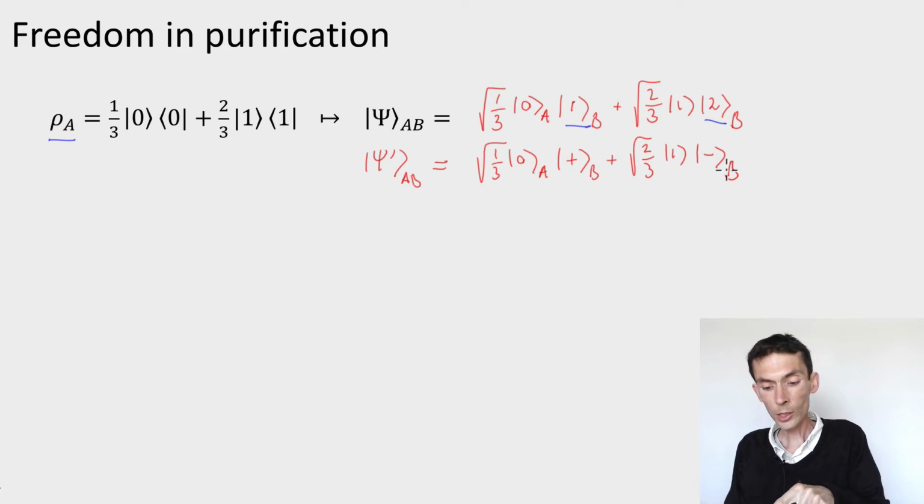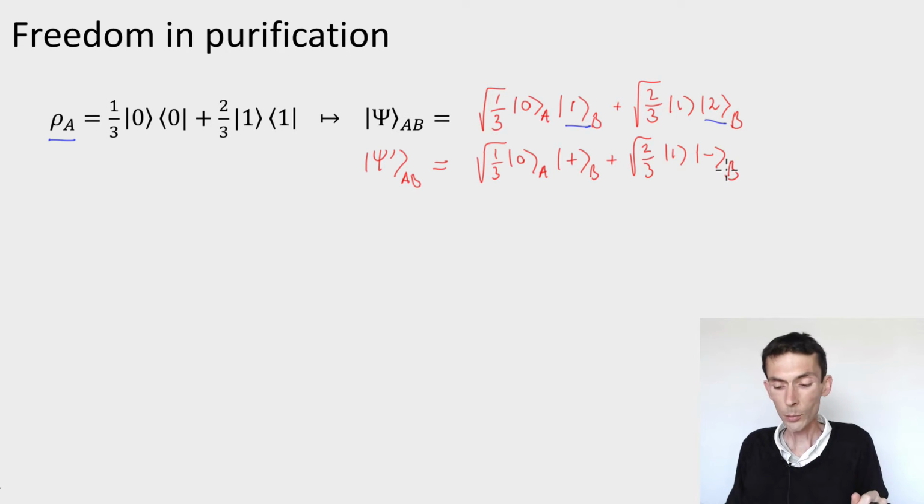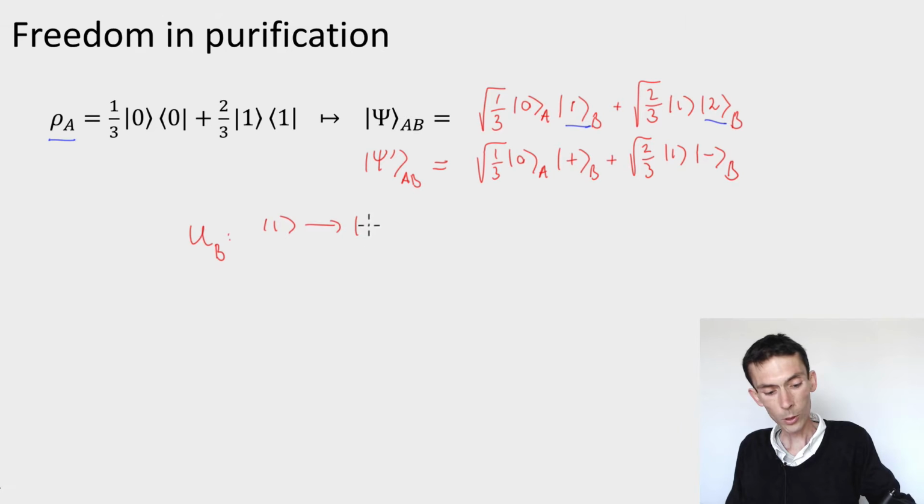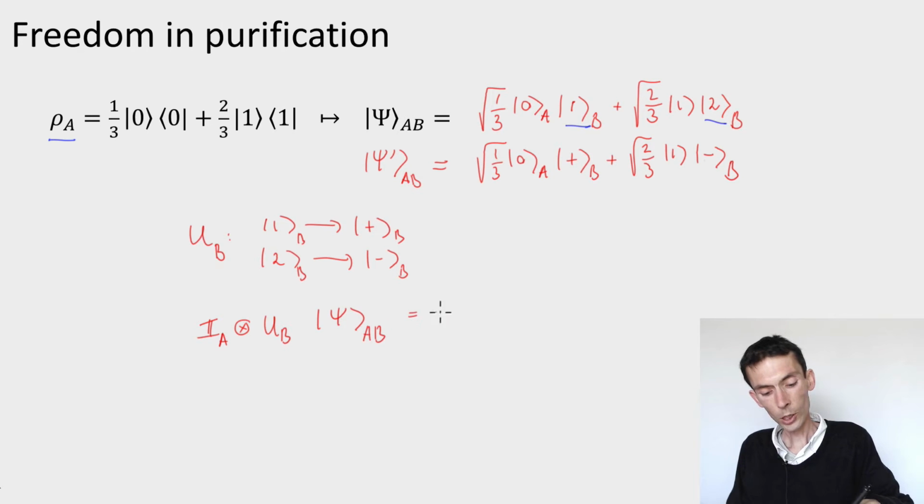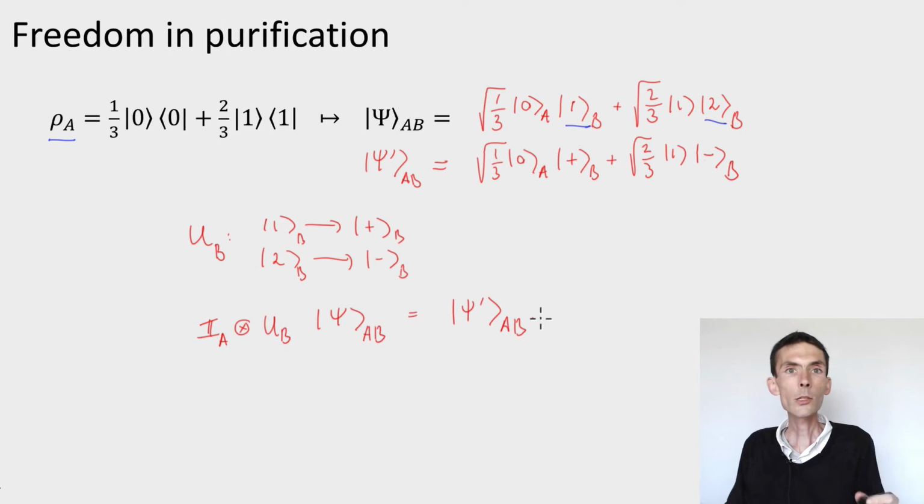And what you can see about them is that the only change I made is that I used a different basis for B, so I can define a unitary which acts only on the B system and would map the 1 state to the plus state and the 2 state to the minus state on B. This is a unitary transformation such that if I consider the identity on A tensored this unitary on B, and I apply this to psi AB, then I recover psi prime AB. So this is the freedom that you have in choosing a purification of a given state. There's always at least a certain unitary degree of freedom on the B system.